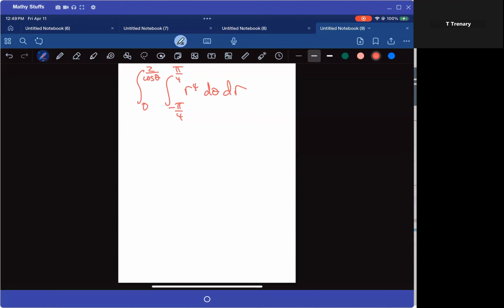So, what are we going to do here? Well, the one thing we need to keep in mind is that if this is a polar integral, I need to borrow an r over here.